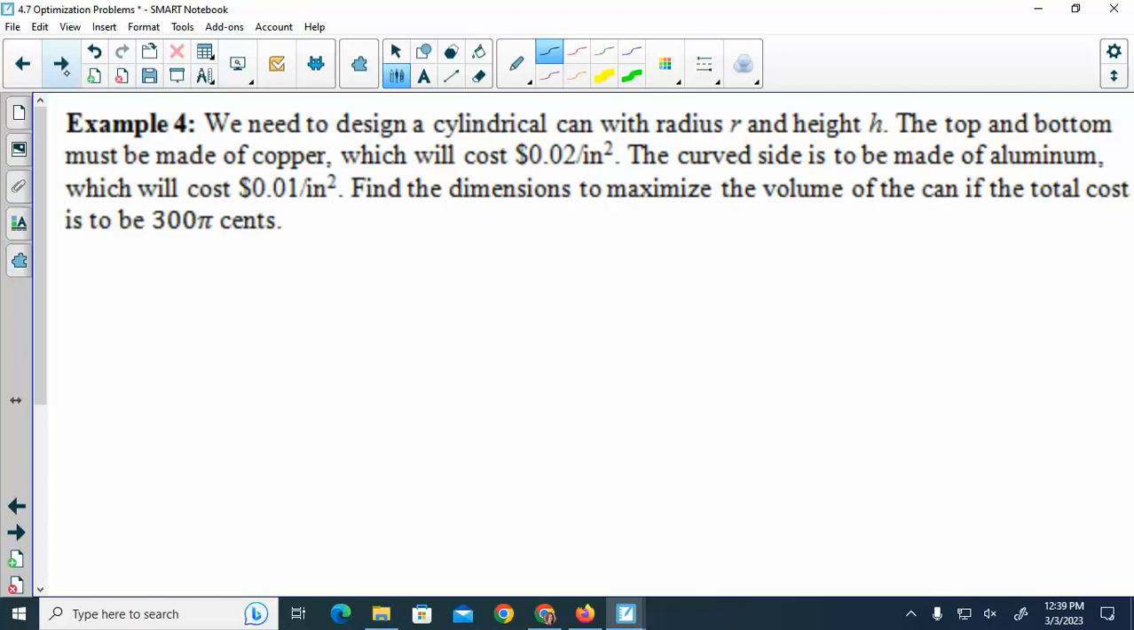Let's do this one. We need to design a cylindrical can. So what does that mean? Cylinder. It's like a soup can. Okay.